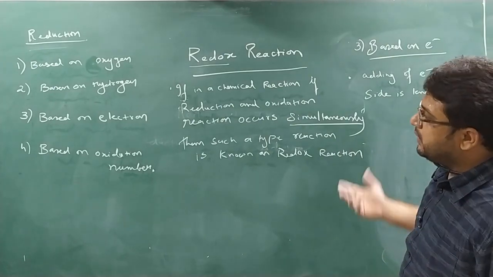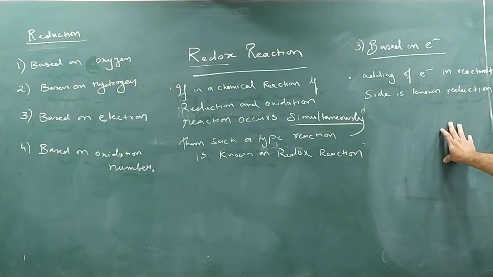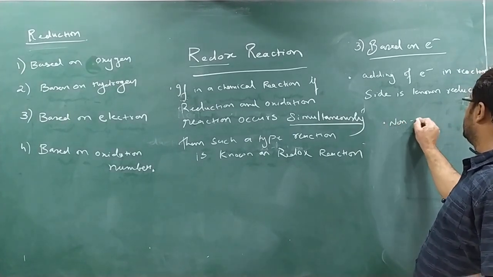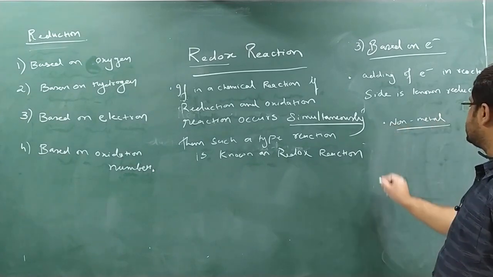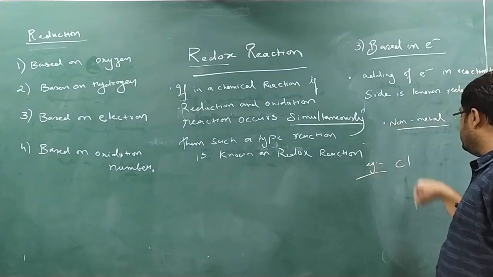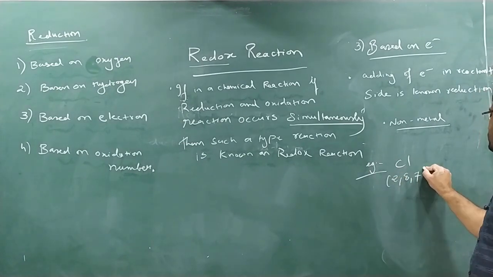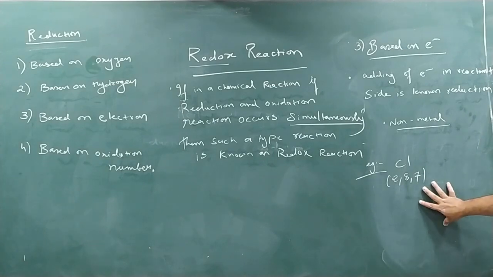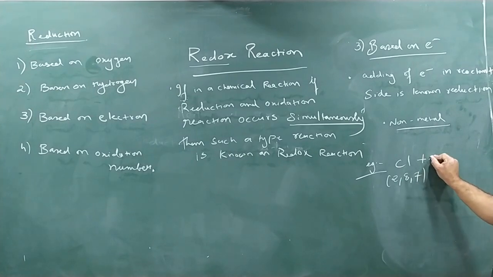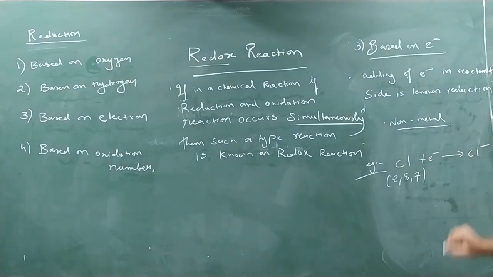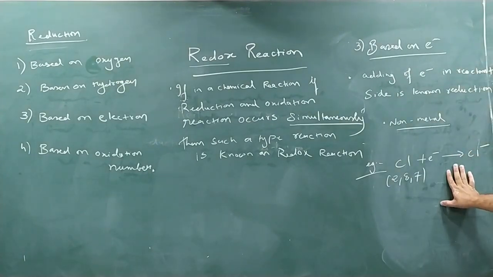Last class you have seen who will lose the electron: metals. And here who will gain the electron, or adding of the electron? Non-metals. For example, if I take chlorine, the atomic number of chlorine is 17 and its electronic configuration is 2, 8, 7. The outermost orbit has 7 electrons and it requires 1 electron to become stable. So it will gain 1 electron and convert into Cl-. So this reaction is known as a reduction reaction.